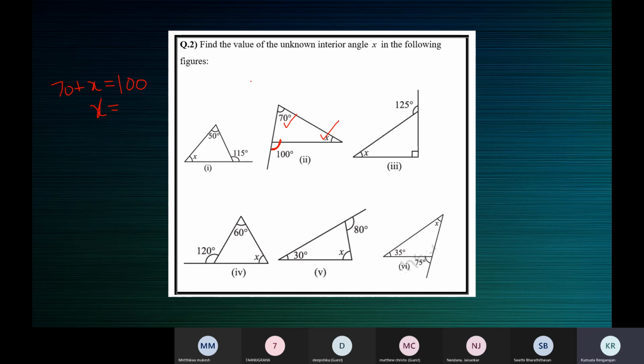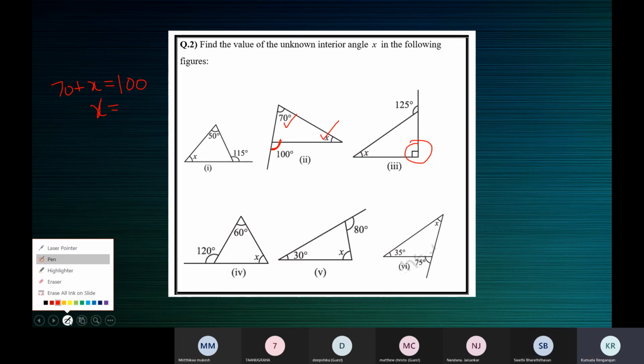What's the measure of this angle in the third one, children? Ma'am, 90 degrees. As it is marked in a square, it says it's 90 degrees. Correct. All right, children, so all the others are based on the same fact. I'll show you the answer slide.